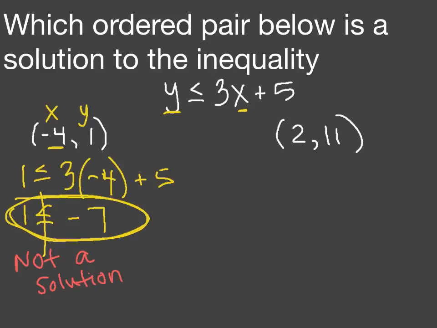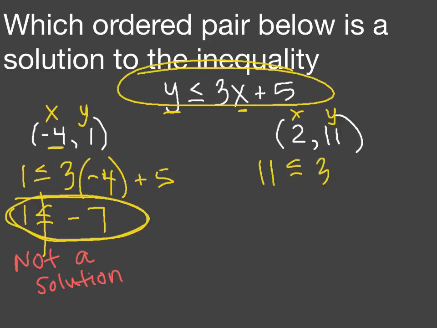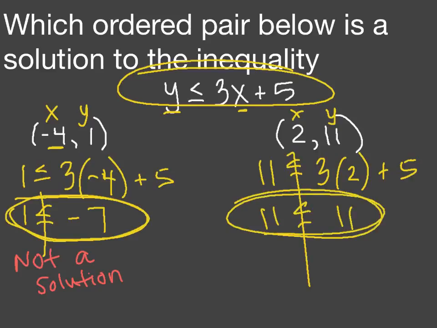But let's look at the second ordered pair, 2, 11. So again, my first number is x, my second number is y. So in my original inequality, I'm replacing the y with 11, replacing the x with the 2. And I'm going to do some calculations to see if it makes a true statement. 3 times 2 is 6, plus 5 is 11. So let's look at this statement. Is 11 less than or equal to 11? Well, yeah, it's equal to. And because my symbol is less than or equal to, it's okay that they're equal.